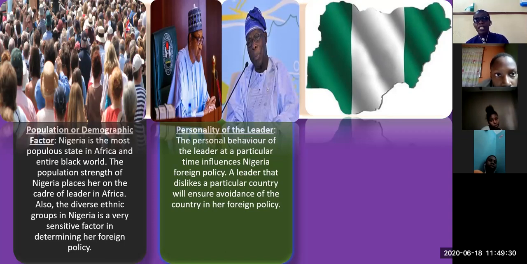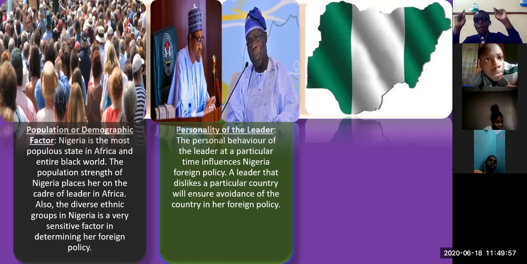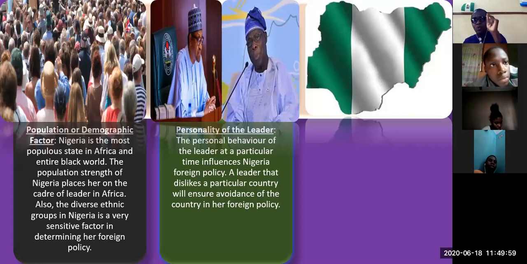The president of the country is the chief planner of the country's foreign policy. When the Minister of Finance, Minister of Foreign Affairs, National Planning, the diplomats, all of them come together, whatever he says is final. So the personal behavior of the leader of a country, the president or head of state at a particular time, determines the foreign policy a state will embark upon and the type of countries the state will have relationships with.